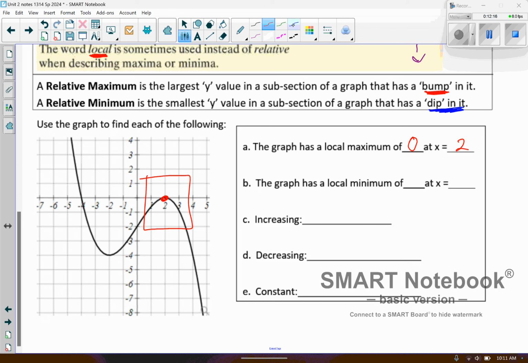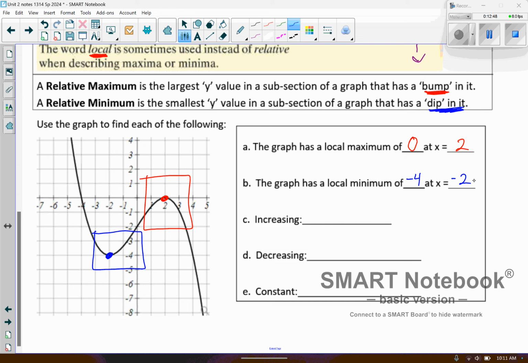And then we do have a local minimum, not a minimum, but a local one right here for this little subsection of the graph. If you look right here, we have a little dip, and the y value is -4, so that's what the minimum is. That's the lowest point, the smallest y value for this little boxed area, and that occurs when x is equal to -2.